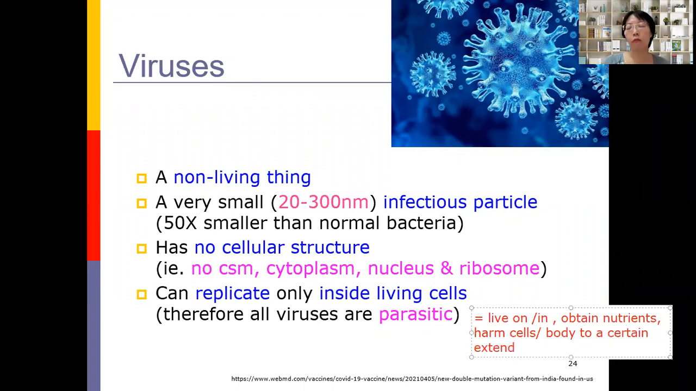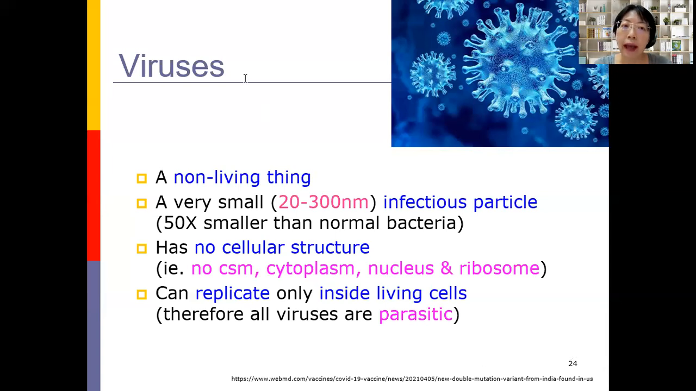So that's the definition of parasites: organisms that will live on your body, like some fungus that lives on your body, some ticks that live on the body of, let's say, your dog, and mites also. They obtain nutrients from the body and harm the cell or body to a certain extent. So virus is parasitic because it has to replicate inside the cell.